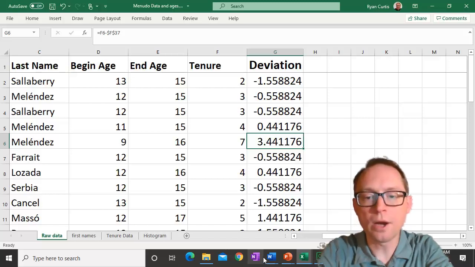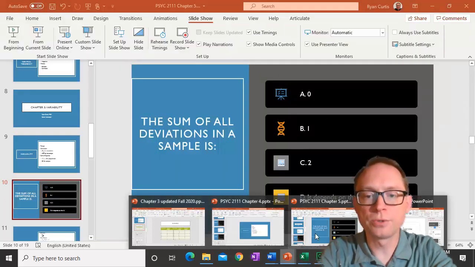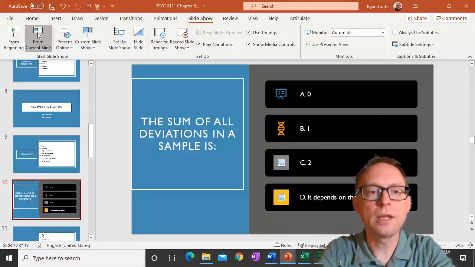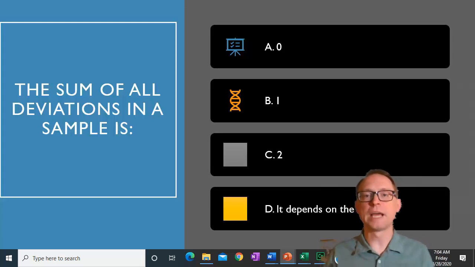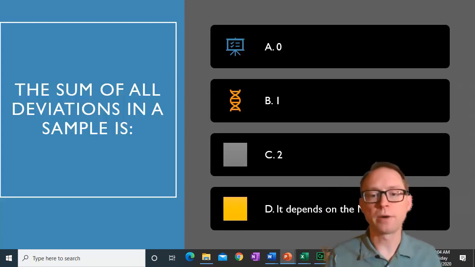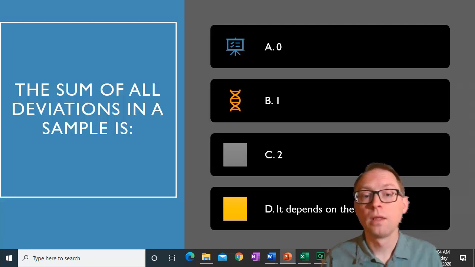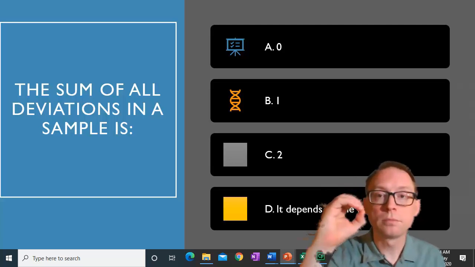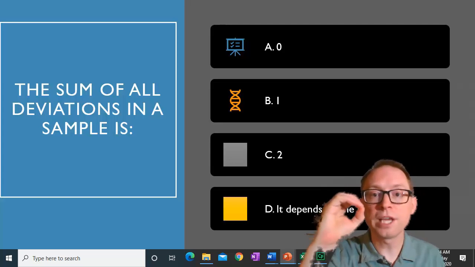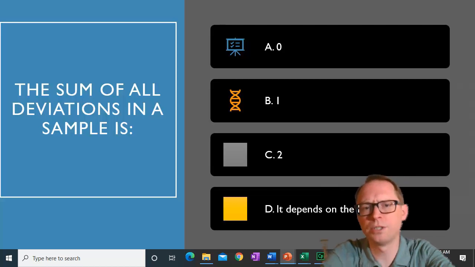All right, now I have a question for you. Let's go back to the slide. And here is the question. The sum of all the deviations in a sample, or in the population, doesn't matter. The sum of all deviations is 0. What? 0? Why would it be 0?